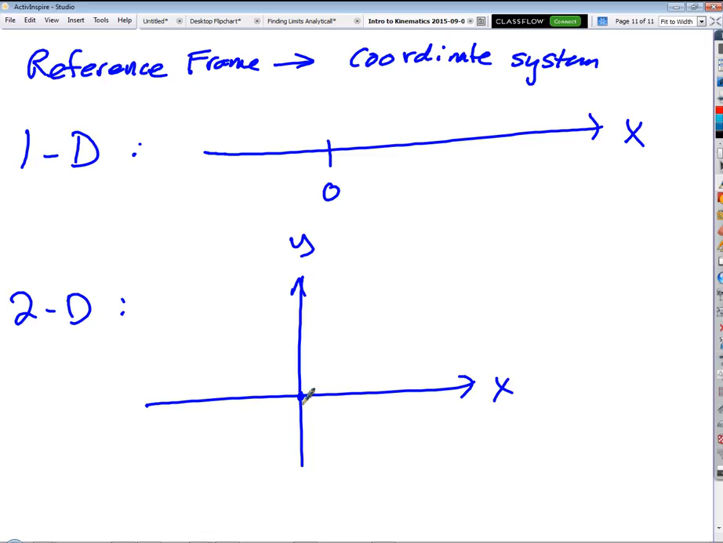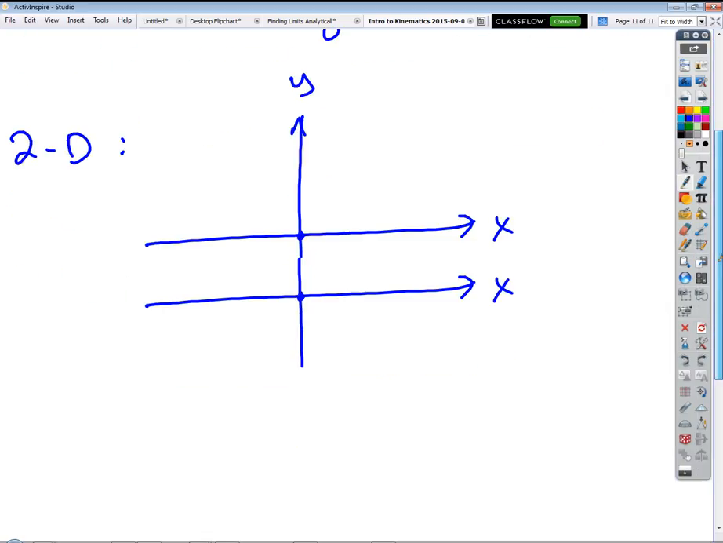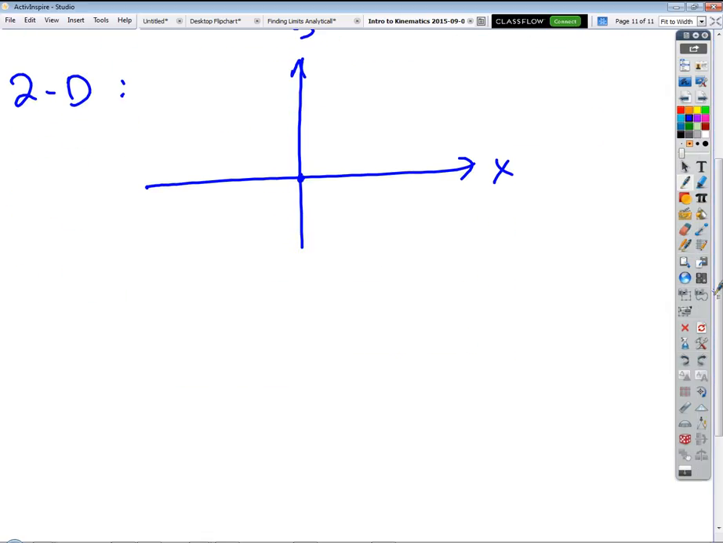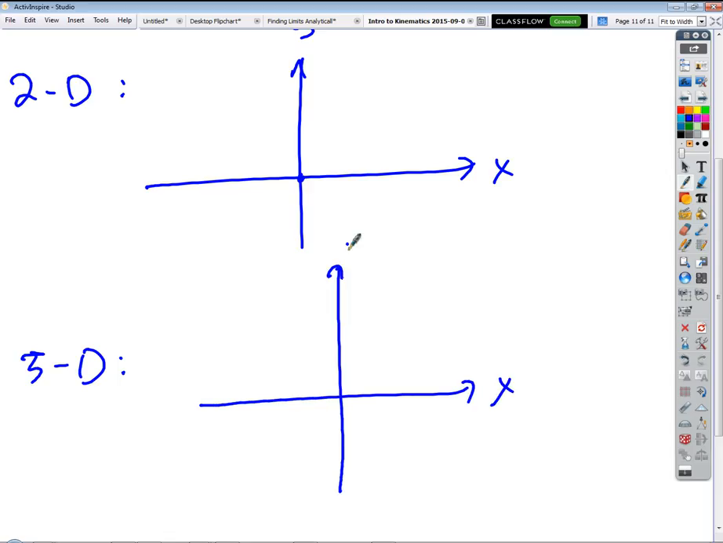Okay, and then finally, if we want to get even more sophisticated, we live in a three-dimensional universe, right? If we want to describe our motion in 3 dimensions, we're going to have to add even one more axis. We've got our x-axis, we've got our y-axis, and where does the third one go? Z-axis, and it's coming straight out of the board, right? So kind of like that. Agree? Okay.